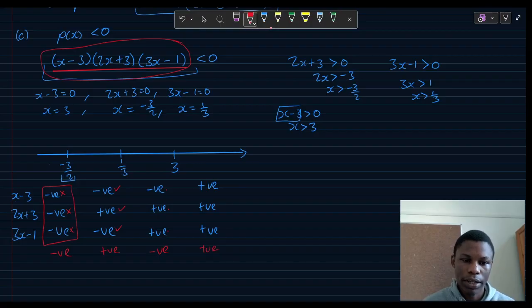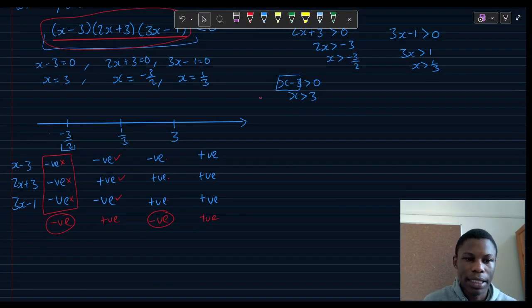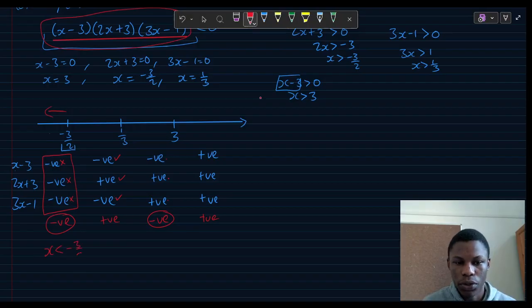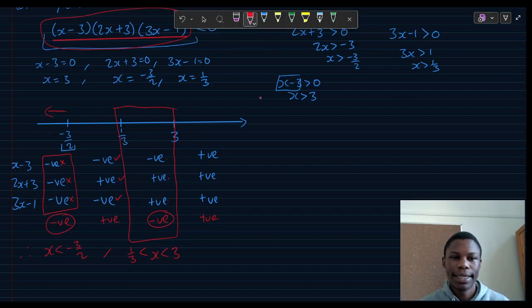So the two scenarios that we want are these ones. And those are the regions when x is less than negative 3 over 2, as well as the region when x is in here, right? When x is between a third and 3. Those are the two regions such that when I multiply these three brackets together, I get a negative result.